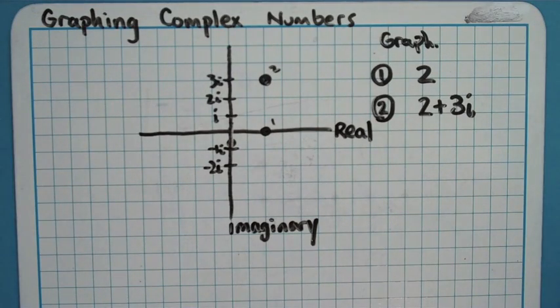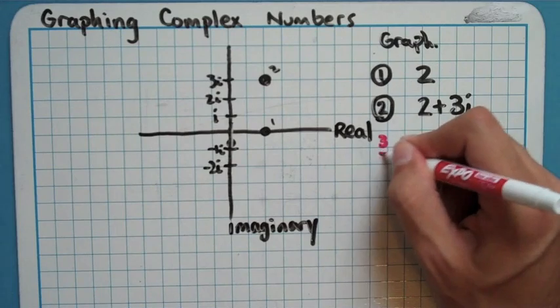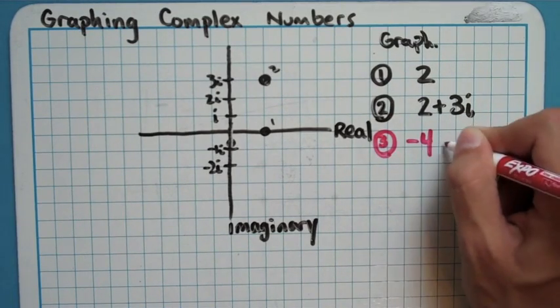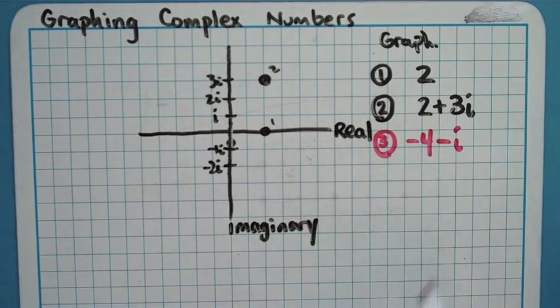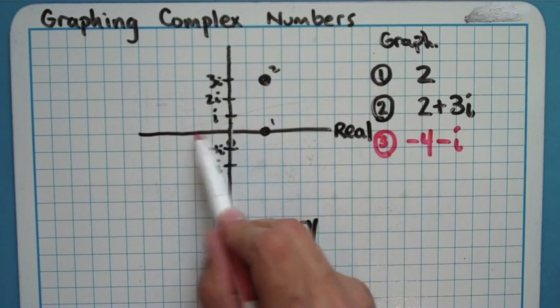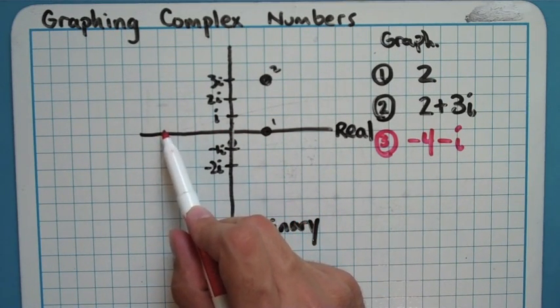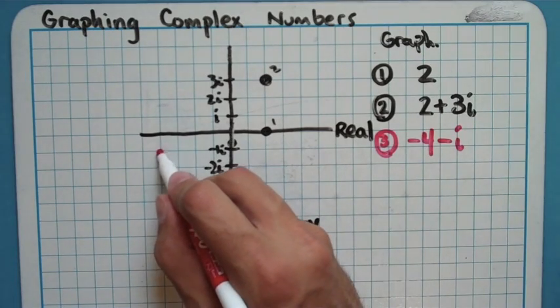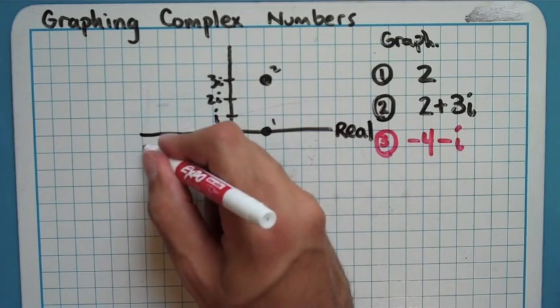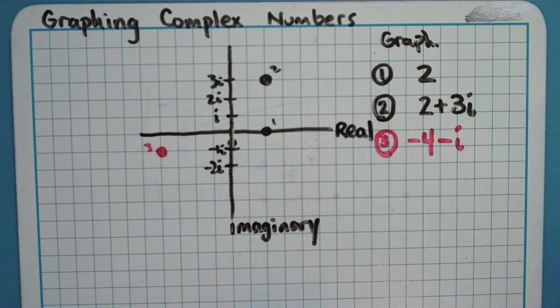Let's say I had negative 4. Let's go with negative 4 minus i. Well, my real part is along the real axis right here. 1, 2, 3, 4. And my i, it's negative 1i, that would go right there. So that's number 3. Honestly, it's just like plotting points.